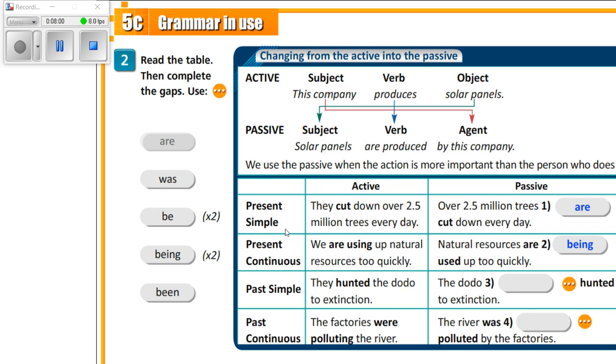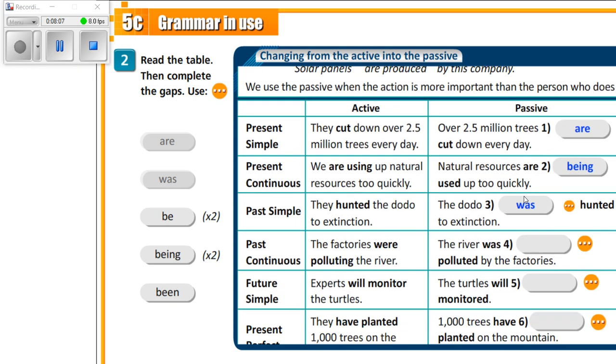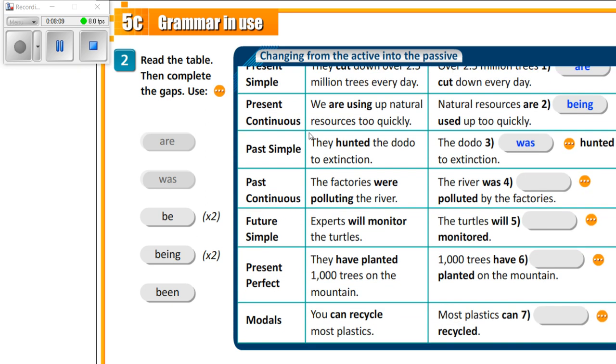Past simple: they hunted the dodo to extinction. The dodo was. Excellent. For the past continuous: the factories were polluting the river. Was being polluted, yes. Experts will monitor the turtles, so the turtles will be monitored, yes. They have planted 1,000 trees on the mountain, so 1,000 trees have been.